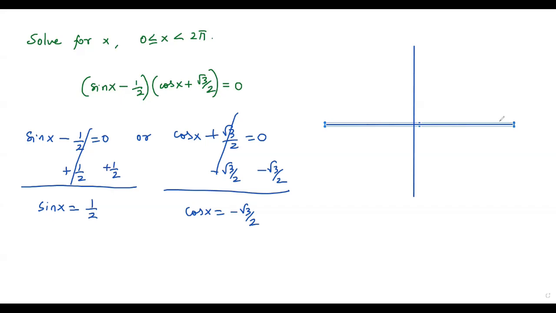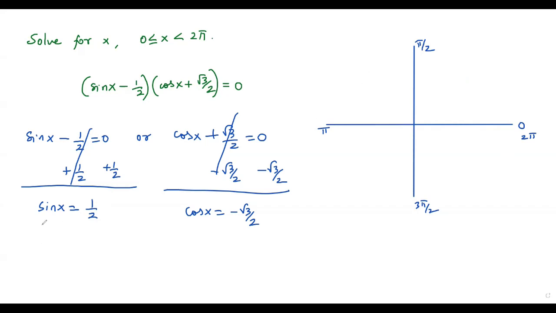We know that, here we have 0, here we have pi over 2, here we have pi, here we have 3 pi over 2, and here we have 2 pi. Okay, so this is the first quadrant and second quadrant. Since sin x is positive 1 half, the angle measure x has to be either in the first quadrant over here or here.